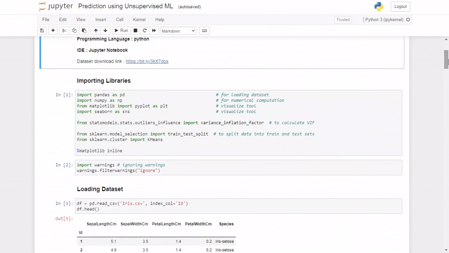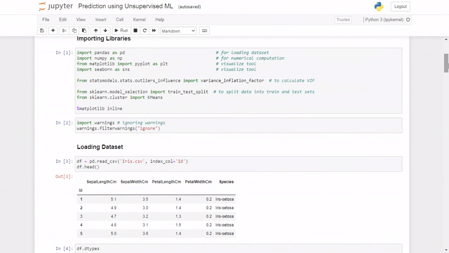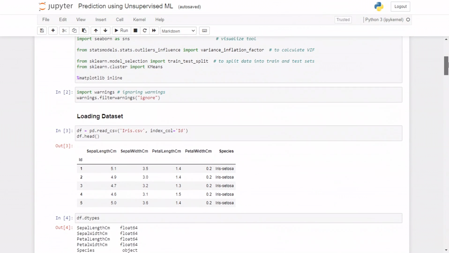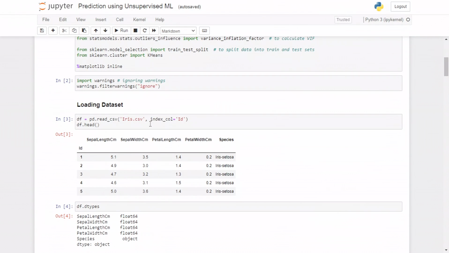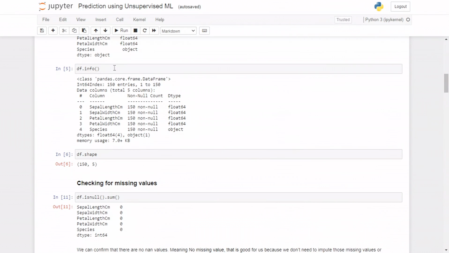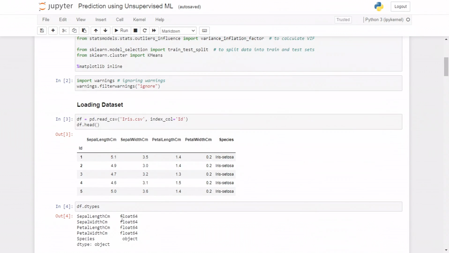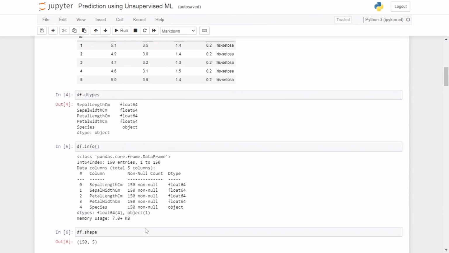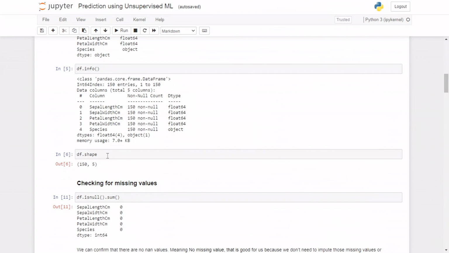We are importing some libraries, and to avoid showing warnings we are also importing the warnings library. We are importing the dataset into the df data frame. The df data frame has two data types: four of the columns are float type and the other one, species, is object type. Its shape is 150, 5, which means it has 150 rows and 5 columns, and you can see that there is no null value in any of the columns.